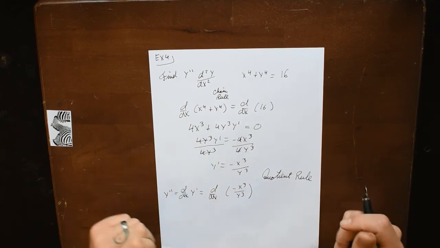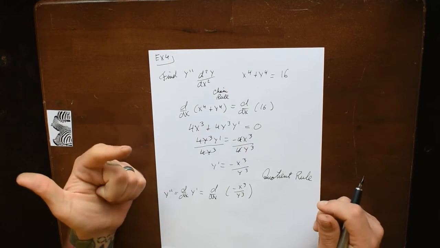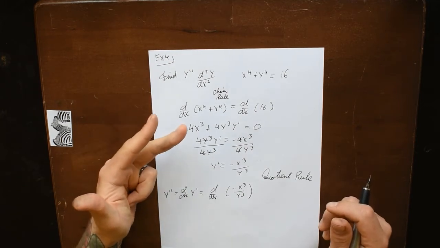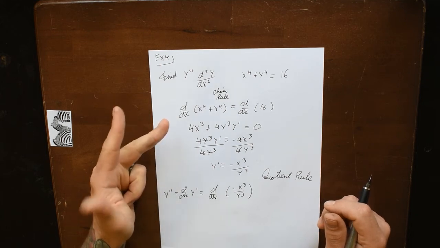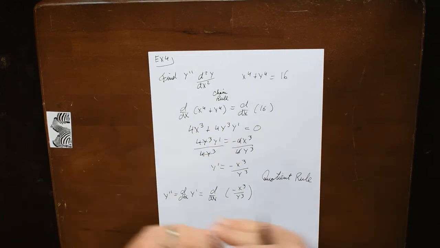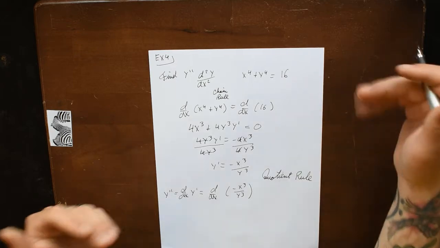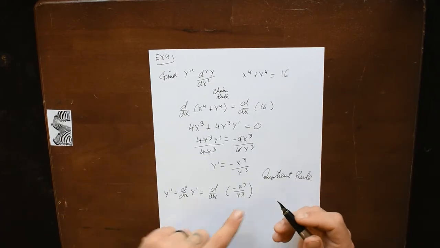Like I was saying before, don't think of your chain rule, your product rule, and your quotient rule as a way to solve a problem. Think of your chain rule, your quotient rule, and your product rule as a way to solve a step. And now the problems are just containing more steps. Want to take the derivative?